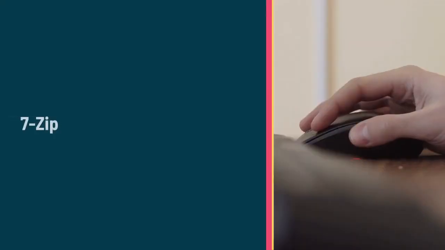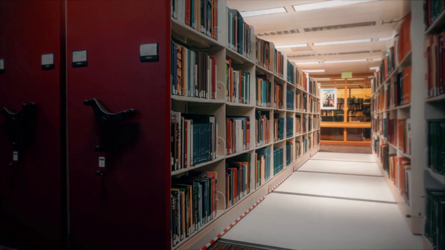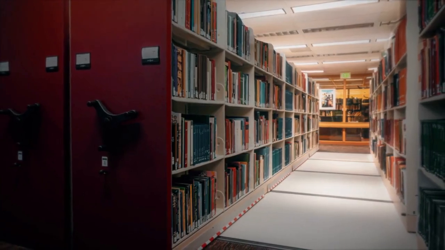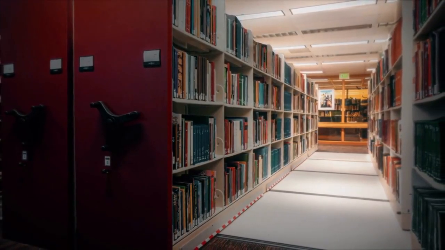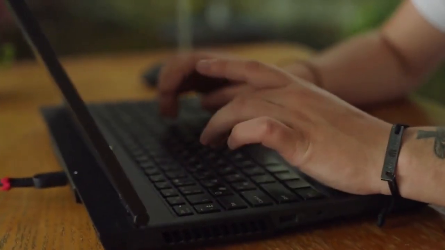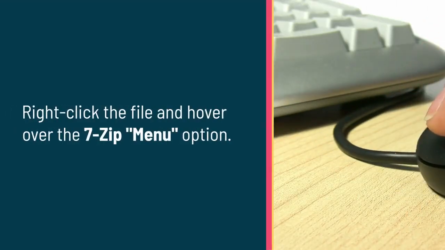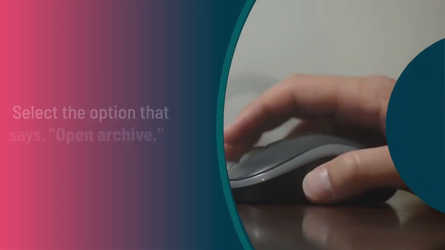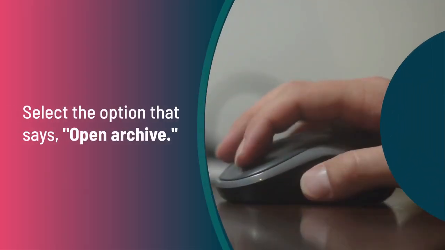The best free tool for this job is 7-Zip. First, download and install 7-Zip from its official website. Once installed, find your .pack file in File Explorer. Right-click the file and hover over the 7-Zip menu option. Select the option that says Open Archive.